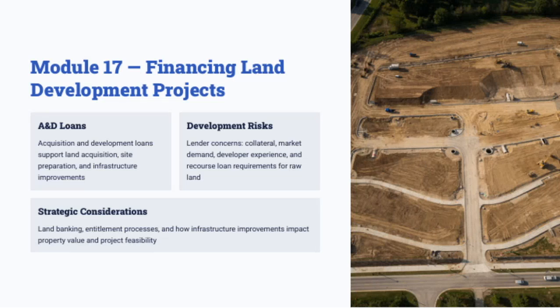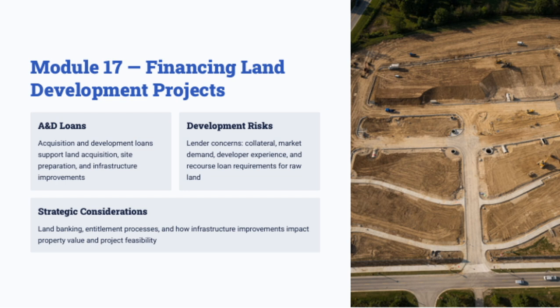Now, let's discuss some strategic considerations when it comes to land development. One key area is understanding lender concerns. Lenders are primarily focused on the collateral, so they want to see that the land has strong potential value. They also look at market demand to ensure there's a viable buyer or user for the property. Additionally, the experience of the developer plays a big role. Lenders prefer working with developers who have a proven track record. And of course, for raw land, they often require recourse loans, meaning the borrower might be personally responsible if things go south.